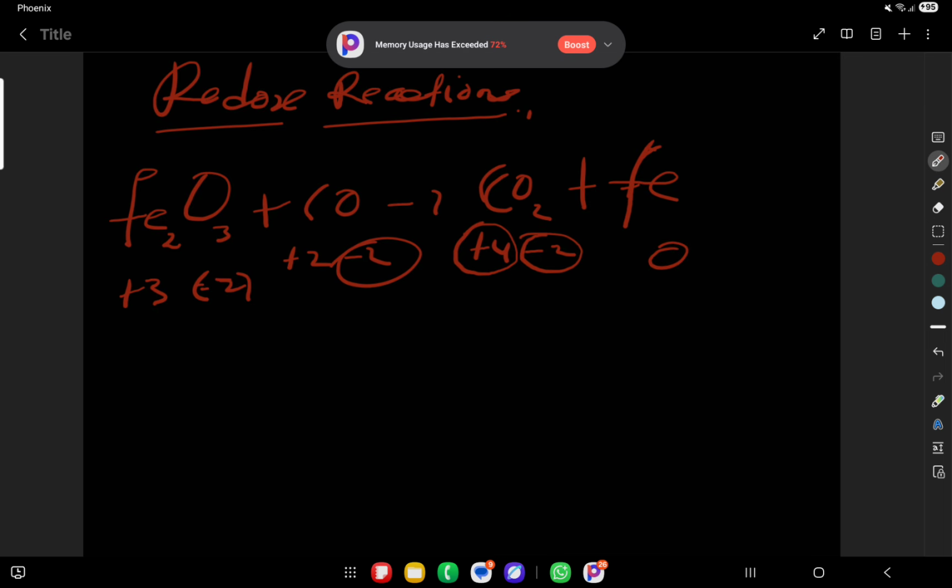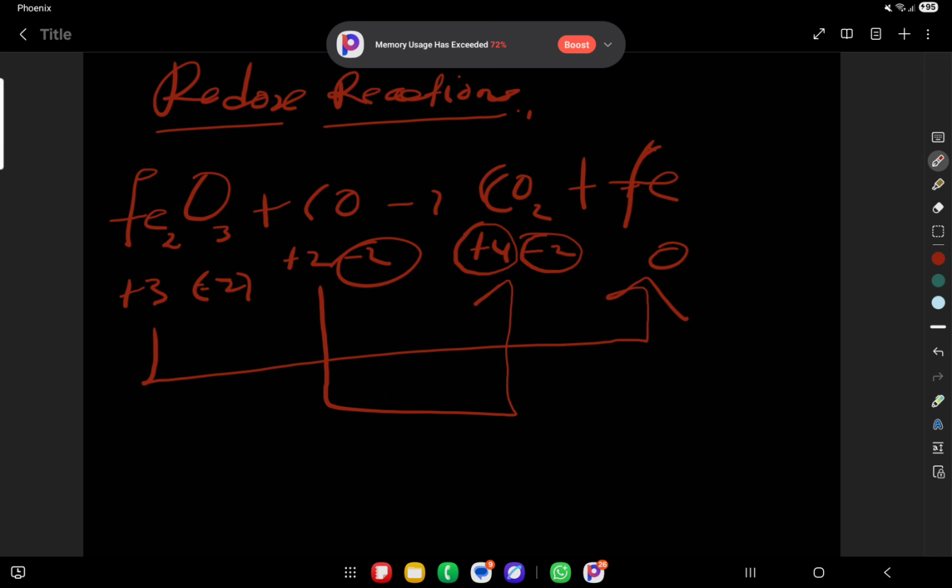Now you have to compare elements on the left and elements on the right. So let's start with, you can't use oxygen because oxygen is not changing. You can't use hydrogen because hydrogen doesn't change. So I'm going to use this one, iron versus iron. Then here I'm going to use carbon versus this carbon which is here. Now let's identify. From positive 3 to 0, what's happening? Going down. So this is reduction. Then from positive 2 to positive 4, that's an increase. So this is an oxidation process.